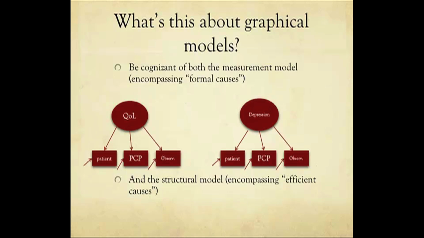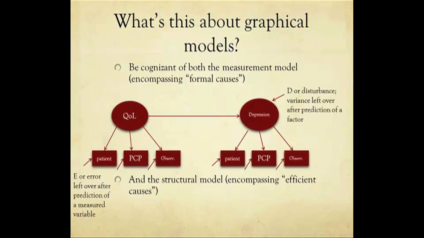In this case, we've got two different measurement models. We have one measurement model for quality of life and one measurement model for depression. And you might hear the term formal causes in the literature to describe these measurement models underlying it. However, we also have the structural model, which is the actual paths that we're interested in testing, that quality of life predicting depression.